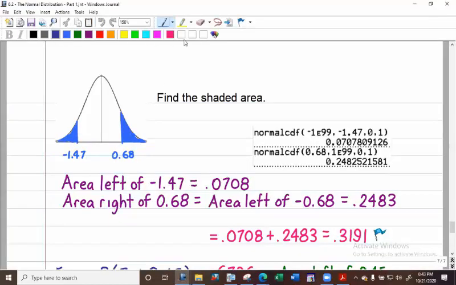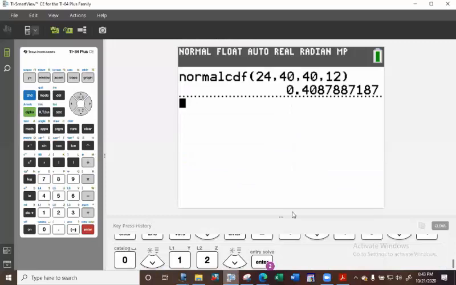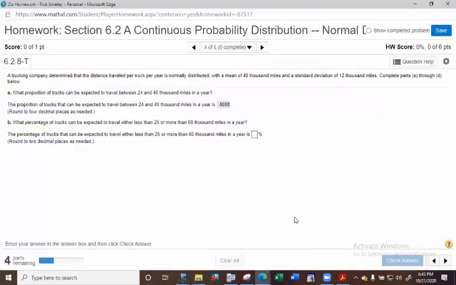It's actually this, it's this. So what you'll see me do is I'll do two of these and add them together. But I can do it in one step. One calculator thing here. So what is it? Less than 25 or more than 60.